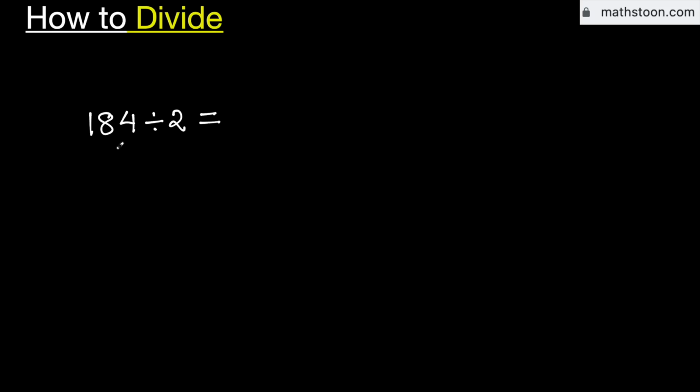Let's learn how we divide the number 184 by 2 using the long division method. See that 1 is less than 2, so let's consider the number 18. We know that 2 times 9 is equal to 18. Subtract, we get 0.